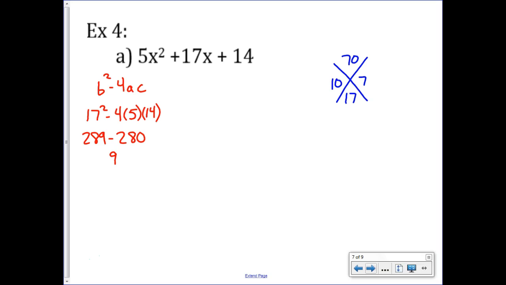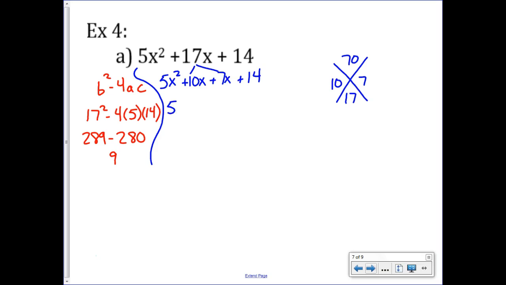So then I'm going to split out the middle. I'm not changing the problem, but I'm writing 5x squared plus 10x plus 7x plus 14. So I've just taken that 17 and I split it into 10 and 7. So 5x squared plus 10x. Now I'm looking at the first two terms to factor by grouping.